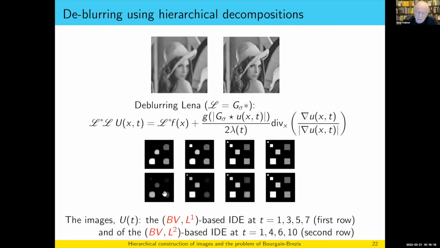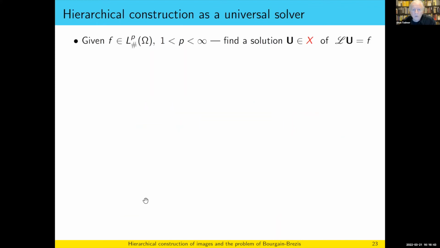Here is another example when we do this IDE and the space is now, on the top, BV-L2. We can do it in BV-L1, and we all know that there is a difference between BV-L1 and BV-L2. And you can see that the recovery from the blurred image to the exact image is different between the L2 on the top and the L1 at the bottom. Notice that these dots are not recovered there. Okay, so hierarchical construction may serve us as a universal solver.